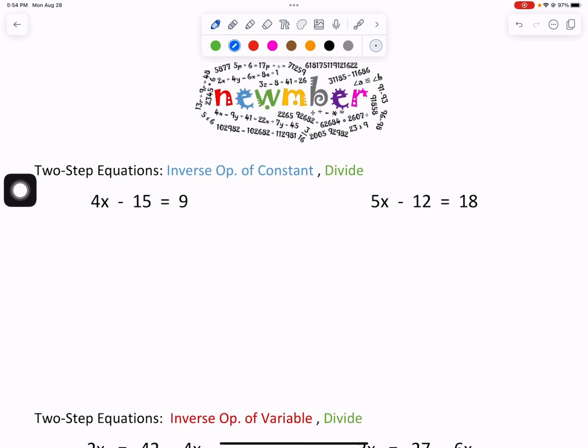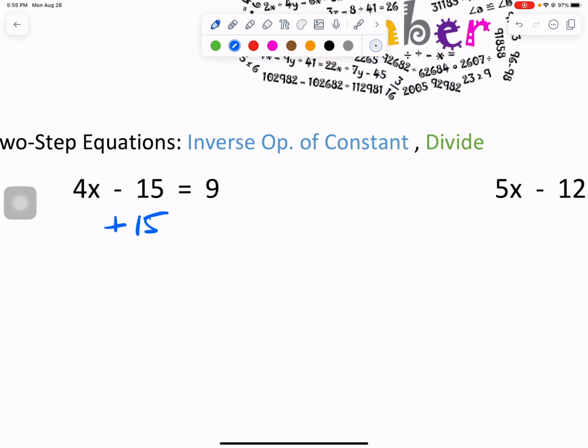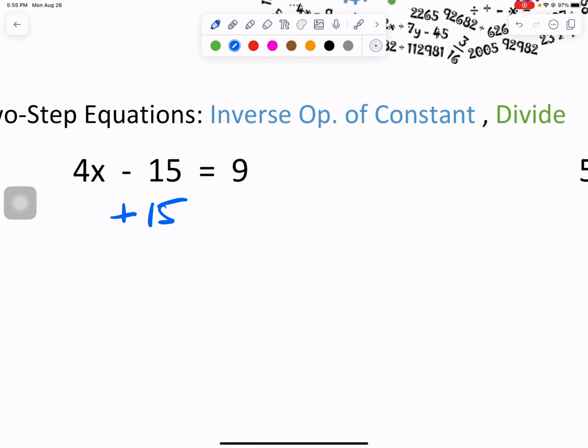So that means we need to shift the negative 15, okay? We need to get rid of it. And in order to do so, we must use the inverse operation. The opposite of a negative or subtraction would be, yes, to add 15. And what we do to one side of that equal sign, yes, we must do to the other. So we will add 15.